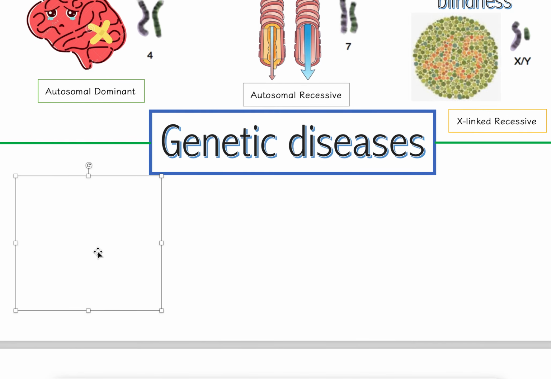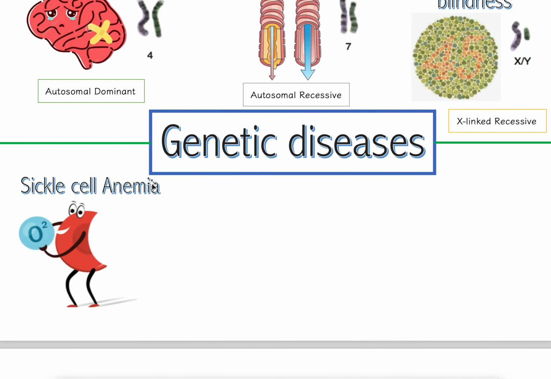Okay, let's go on to the fourth one. Now we have sickle cell anemia. This is a blood disease that makes your blood cells be sickle-shaped. Sickle-shaped means moon-shaped. And when they are moon-shaped, your blood cells struggle to carry oxygen. That's why we call it anemia. Anemia means the reduced ability of your blood cells to carry oxygen. Okay, so it's sickle cell anemia.